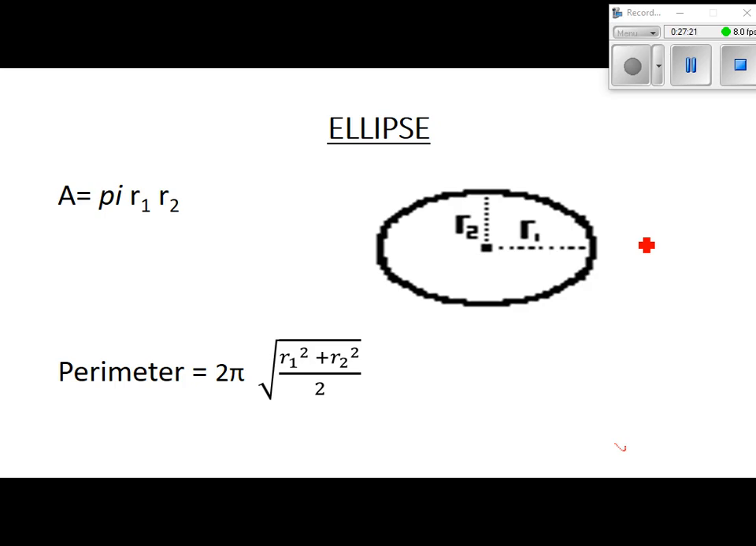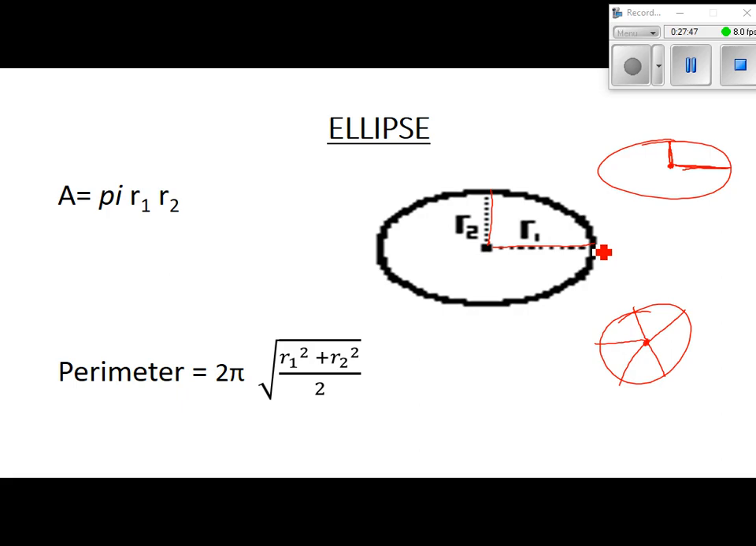With an ellipse, what always happens, a circle has one radius, and wherever you draw that radius, they're all the same. But with an ellipse, we have two radii. One short one, and one long one. All right, so that's the only difference. So you're always going to have a short radius and a long radius.